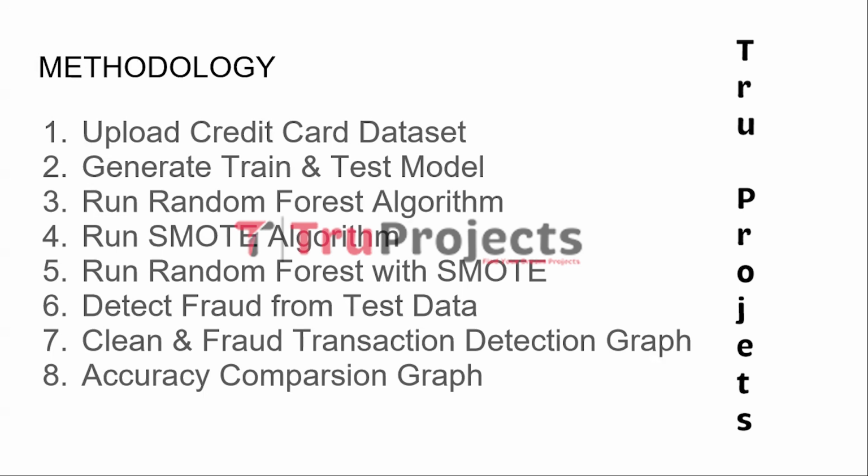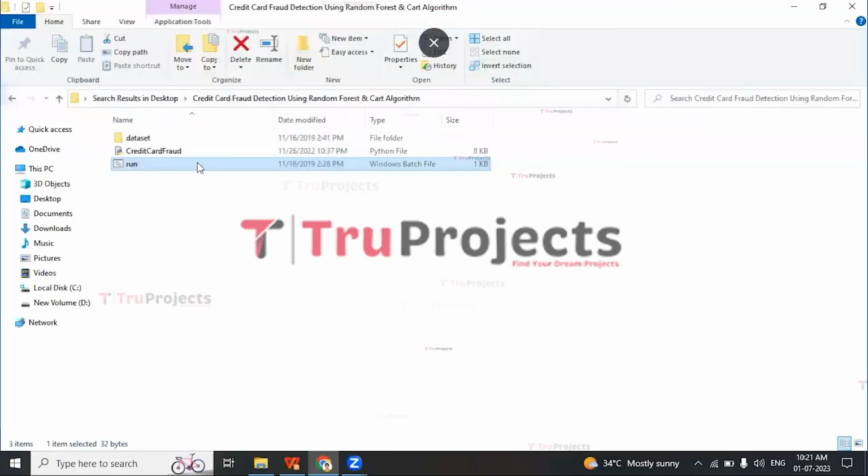And the final module is accuracy comparison graph. In this module, we generate an accuracy comparison graph to evaluate and compare the performance of different models for credit card fraud detection. The graph provides visual insights into the accuracy achieved by various algorithms or techniques used in this project. The execution of this project.